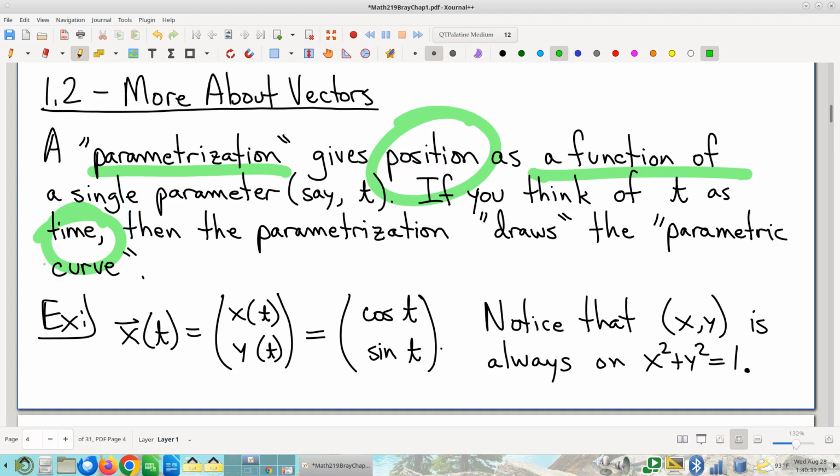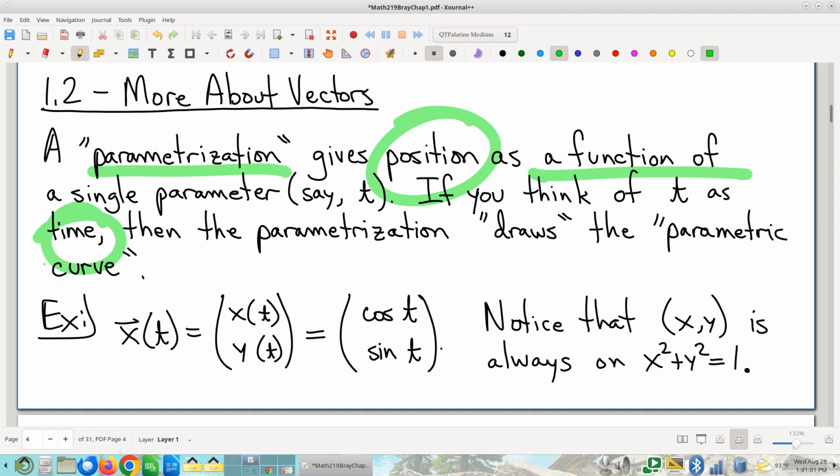And I did the hand-waving argument last time that literally when you do something like this with your fingertip, right, notice you are defining a position for every moment of time. So I argue that a parameterization is a function that draws a curve, right? I think that's a nice way to think about it.